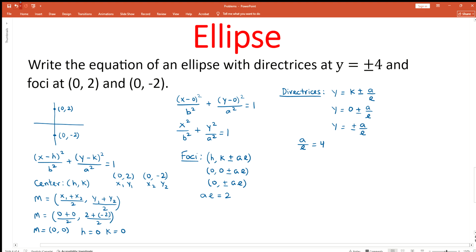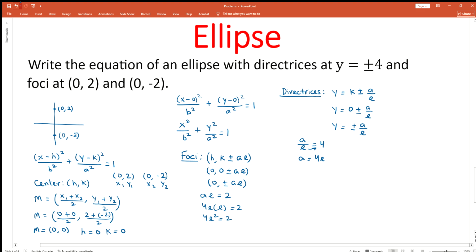Now we have to use these two equations, a times e equals 2 and a over e equals 4, to find the value of a. We can simplify the equation a over e equals 4. We can cross multiply the e to the right side. We get a equals 4e. Next, we can do the substitution for a in the equation a times e equals 2. We can replace a with 4e. We get 4e² equals 2.